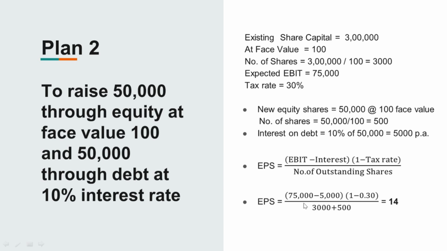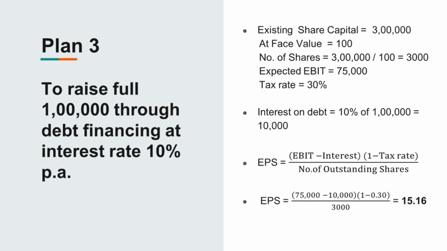So EPS would be equal to 75,000 minus interest, which we calculated as 5,000, times (1 minus 0.30), divided by 3,000, which was the existing number of shares, plus 500, which is the new number of shares. Solving this whole calculation, we got the EPS of 14 rupees. So this was our EPS value under plan 2. Let's have a look at plan 3.